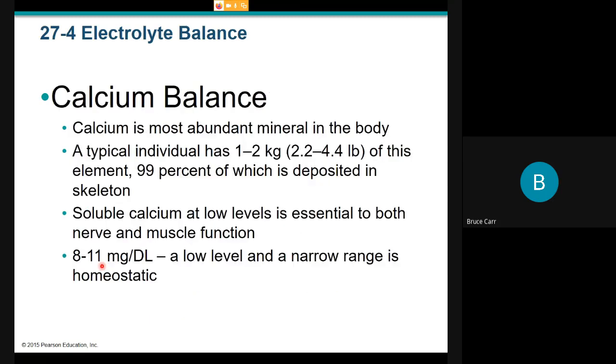Now, calcium, as we remember, was involved in the release of the sarcomere. Remember that the troponin and tropomyosin locked that sarcomere so that the myosin couldn't bind with the actin site. It was calcium that unlocks that. So to contract a muscle, you need the right concentration of soluble calcium.